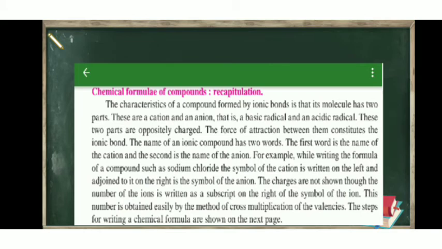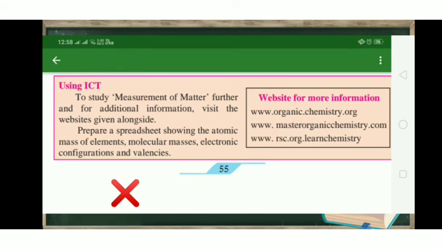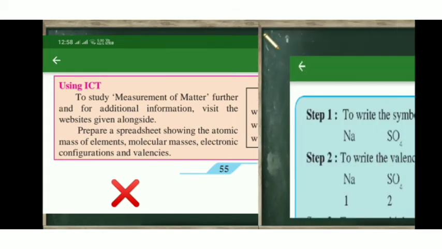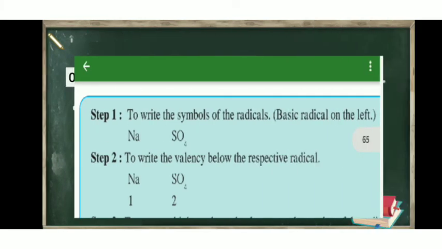Do you know about cross multiplication? Of course, you have studied in mathematics how to do that cross multiplication. So the steps for writing chemical formula are shown on the next page. So let's see. Before that, on page number 55, Using ICT has been removed from the portion, so we are not going to study that. Now let's see the steps.